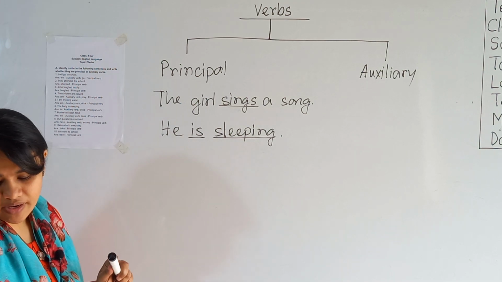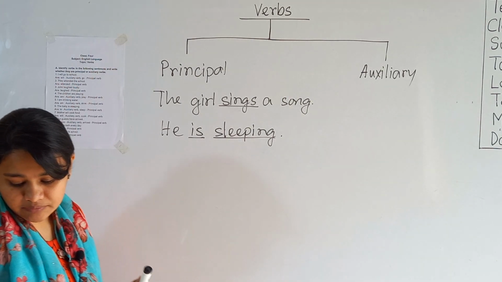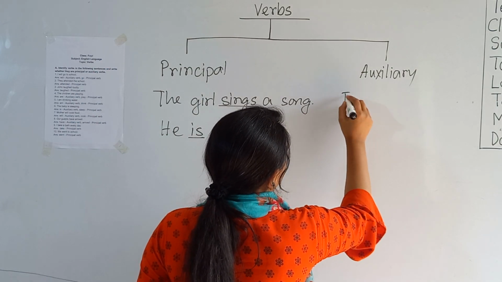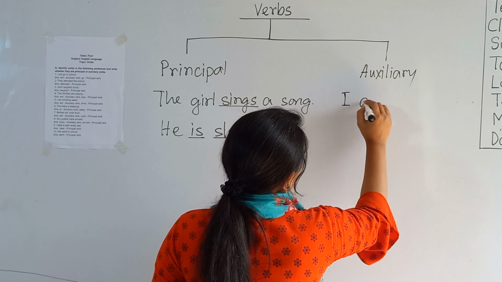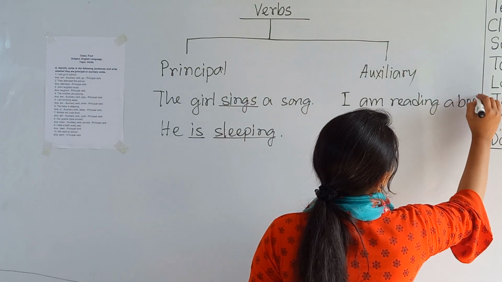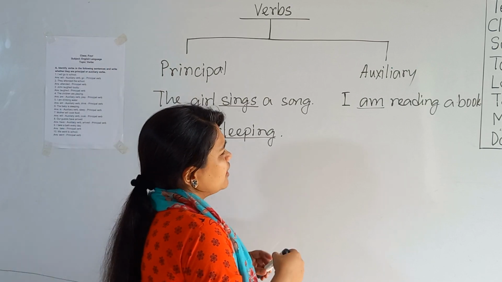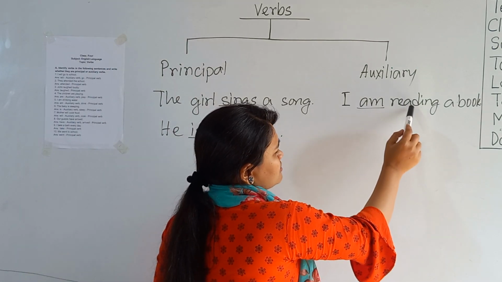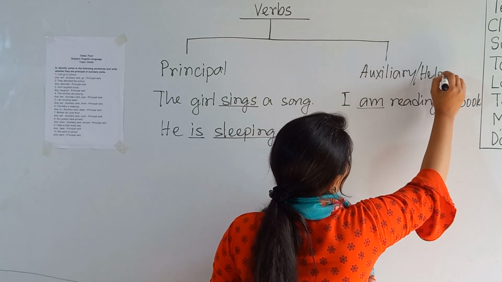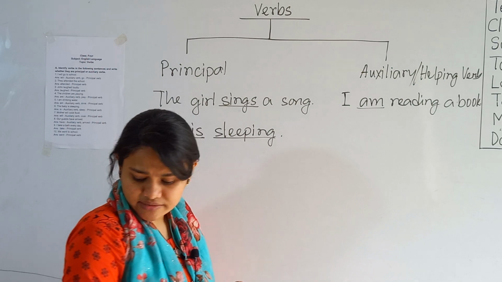Now we will go to the auxiliary verb. What is an auxiliary verb? The verb which is used with a main verb to form tenses or moods and helps the principal verb is called an auxiliary verb. Now I am going to give you an example. I am reading a book. Now look at this verb, am. This verb doesn't have its own meaning, but it sits with the principal verb and helps it. That's why it is called an auxiliary verb, or a helping verb, because it helps the principal verb to make tense or to change its mood.